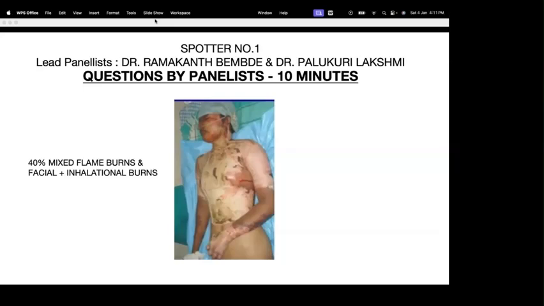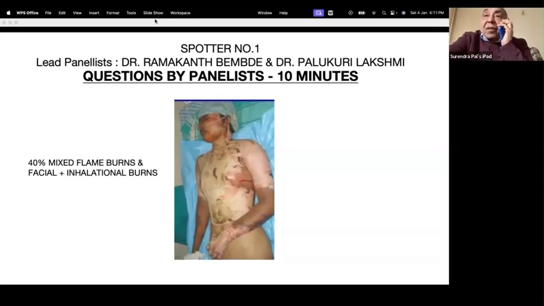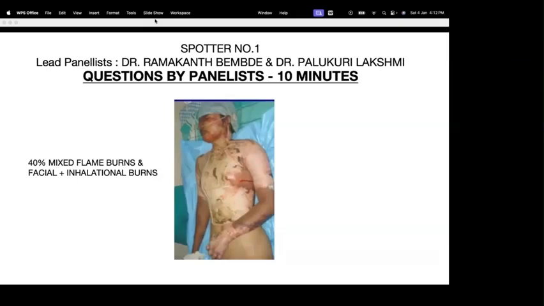What about third degree burns? Very deep burns. For third degree burns, we can go for fascial excision, sir, where we can excise till the fascia and cover it with a dermal substitute. Further, we can graft it in the next sitting.